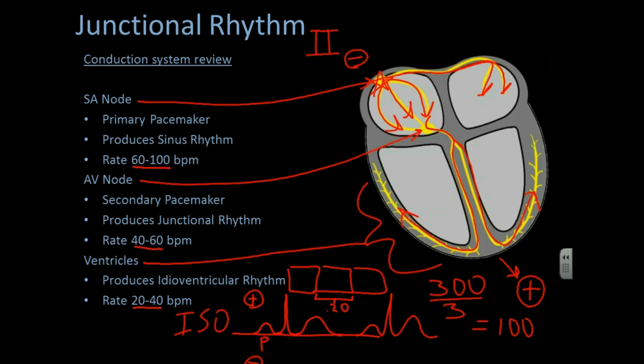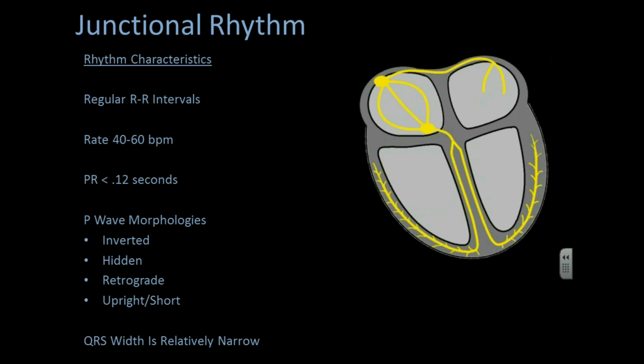So now we're going to talk a little bit about junctional rhythm characteristics. And how do we define them? Junctional rhythm, just like normal sinus rhythm, has a regular R to R interval. So there's equal spacing between the R to R's. And we just said before, the AV node paces between 40 to 60 beats per minute. So junctional escape rhythm is between 40 to 60 beats per minute.